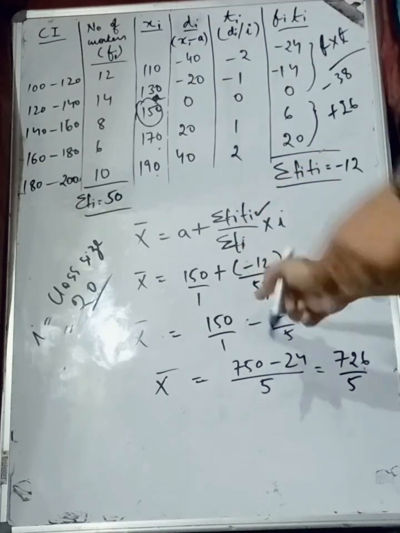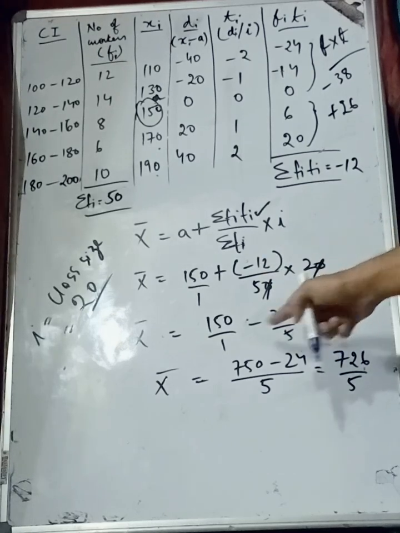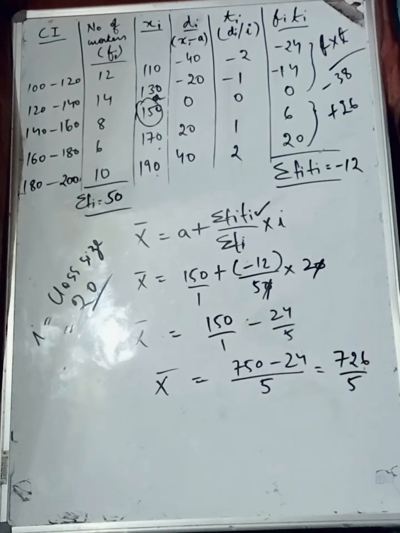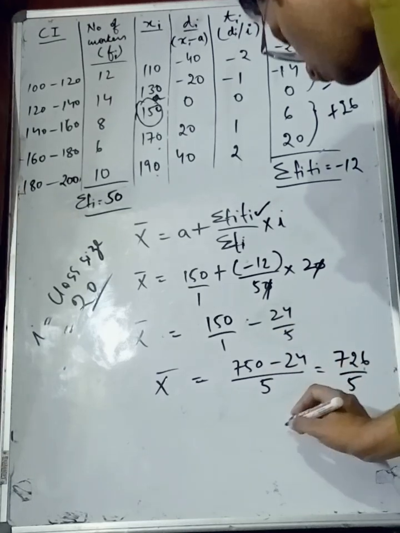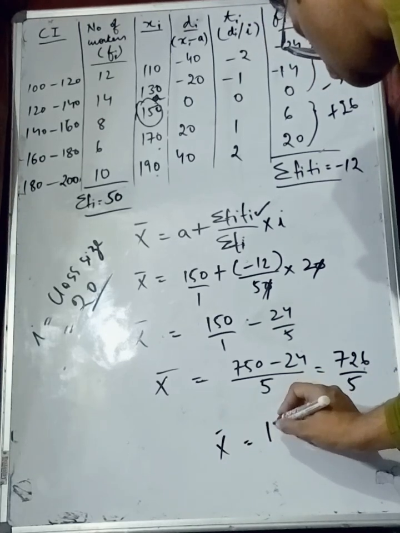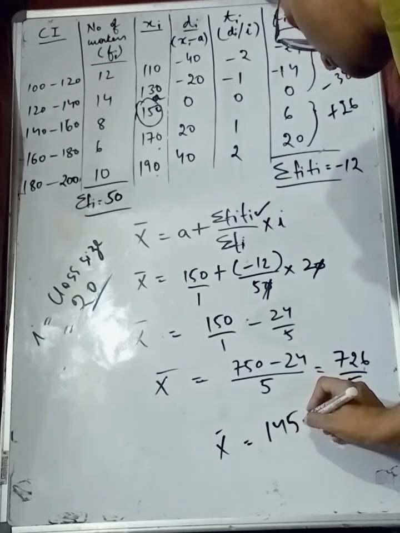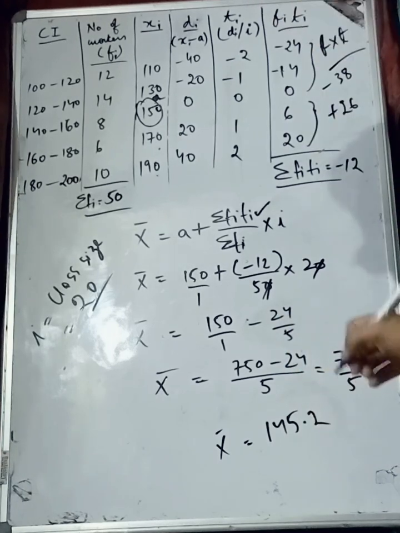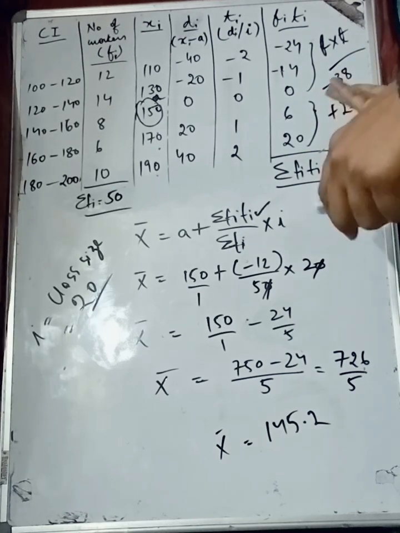Now plus minus will be minus. So minus 12 over here, 2 is there. So minus 12 into 2, minus 24. Minus 24 upon 5. You will take the LCM accordingly, solve it, and you will get 750 minus 24 upon 5, that is 726 upon 5. So the value of mean will be, dividing it, 145.2. 145.2 will be the value of mean.